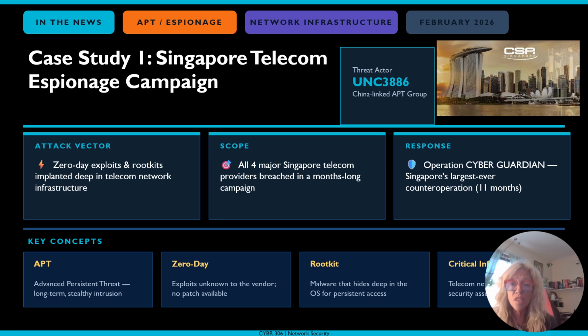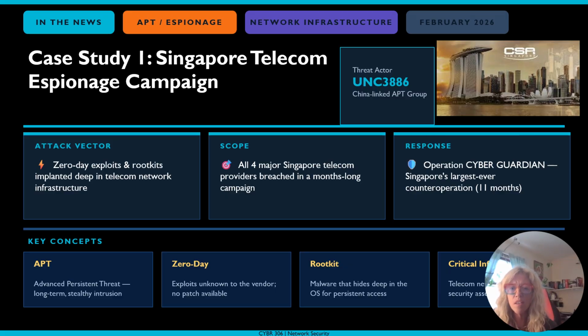The response. So Singapore's response was massive. They launched Operation Cyber Guardian, which was described as their largest cybersecurity counter operation ever. It was an 11-month effort to detect the full extent of the intrusion, evict the attackers, and harden their networks. And this illustrates something important. Incident response isn't fast. Cleanup can take far longer than the attack itself.